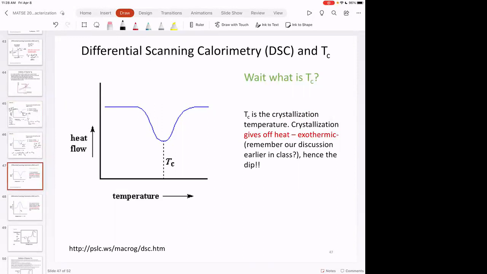Okay, so we talked about TC as the crystallization temperature. And if the heat flow is oriented in this direction, there's no guarantee that I'm always going to write the arrow this way on your exams. So make sure you look at the orientation and decide if it's an exo or endothermic process. And since this is an exothermic process, we assign it a TC.